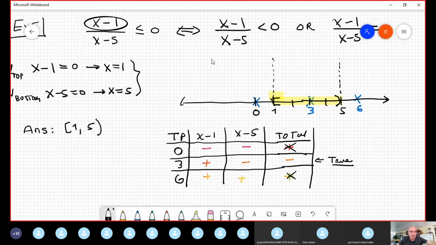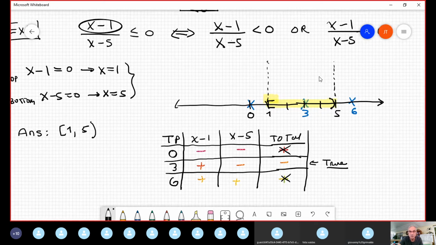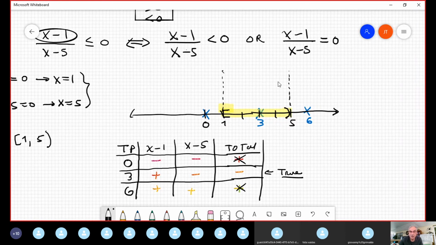Bracket in 1 and parenthesis in 5. Do you understand this part? Let me try to understand it in another way. Look. Actually, suppose I solve it in that way. When I solve this inequality, I get the interval that I highlight in yellow color.